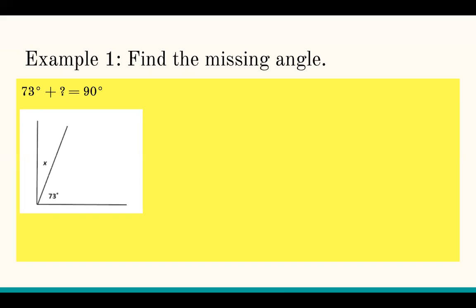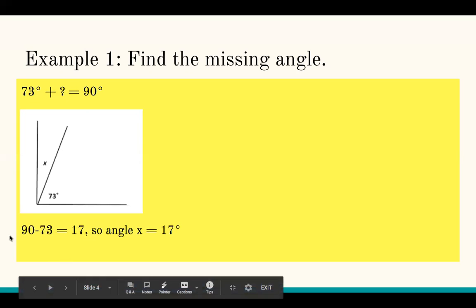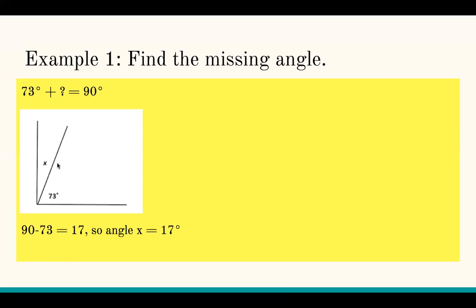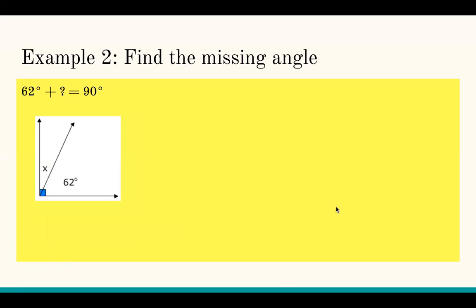Okay, once you solved it, then you should have gotten 17 degrees. 90 minus 73 equals 17. So our angle x here, that missing angle, is 17 degrees. So that's one of our complementary angles, 17, and then our other complementary angle is our 73 degrees. Let's try another. So in this one, we're going to find the missing angle. Again, try solving for the unknown angle.